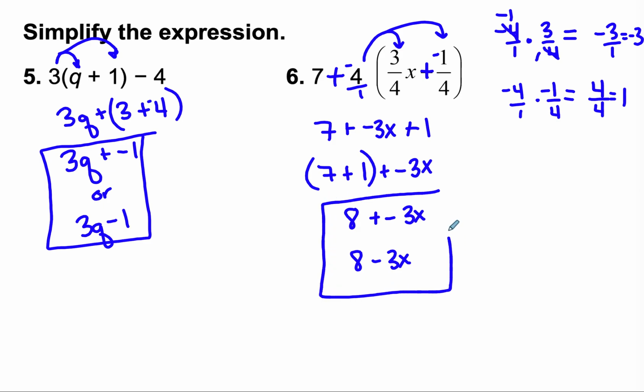I said before, I generally like to put my variables first. I happen not to on this one. It doesn't really matter. But I could have written -3x plus 8, and it would have meant the same thing as well.